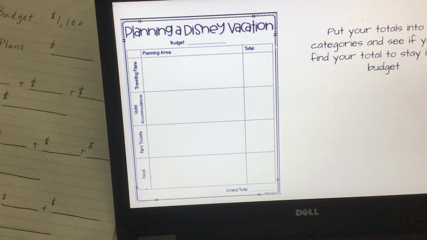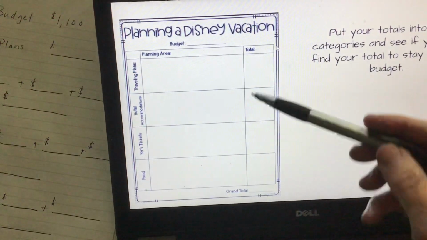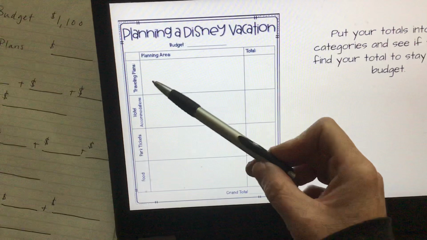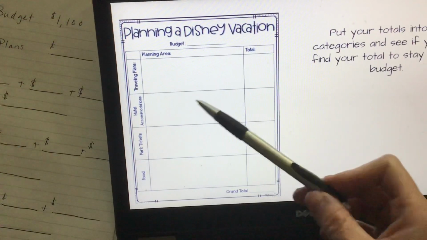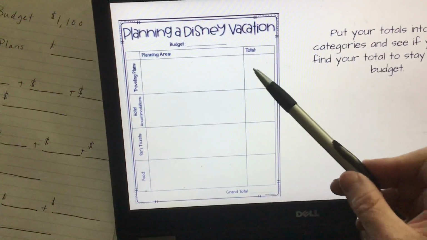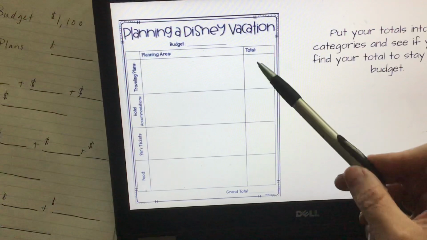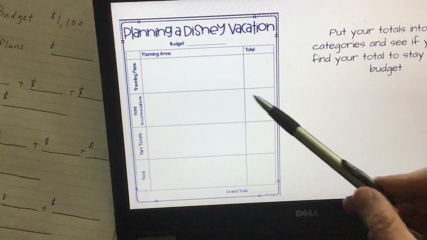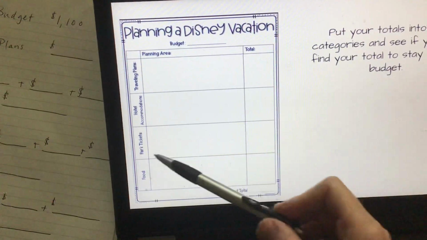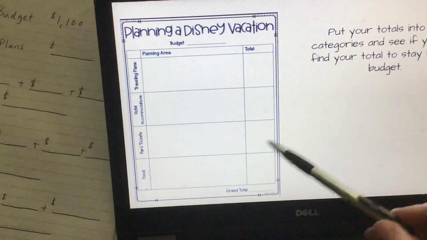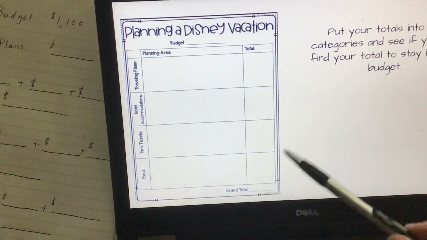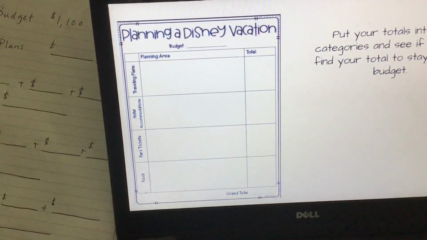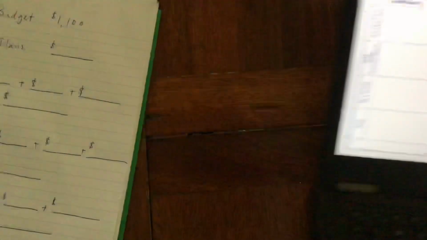And this is where you're going to put your totals in. And this is just a blank page in your notebook. So this would be like your travel plans. So how much did you spend getting there? What was your total? So that was your car or the plane ticket. And then your hotel accommodations, what was your total? Your park tickets, what was your total? And your food, what was your total? So you can come up with your grand total to see if you stayed in your budget or if you have a little bit of spending money.